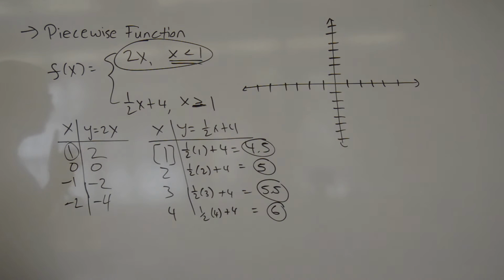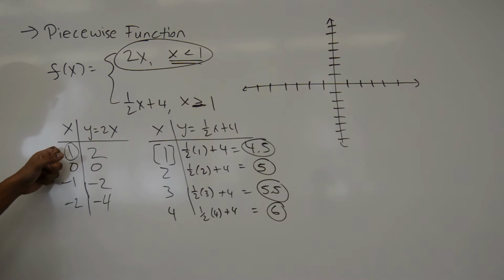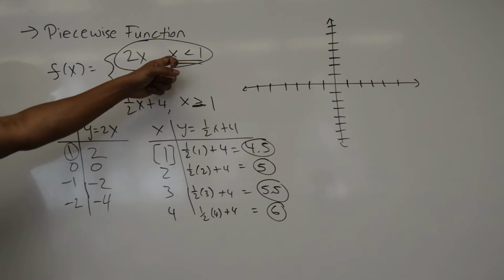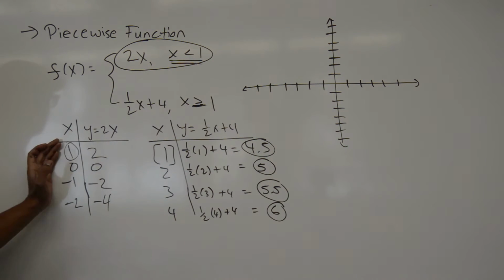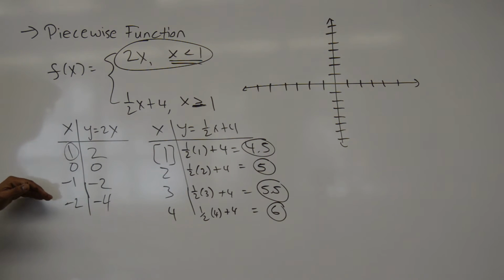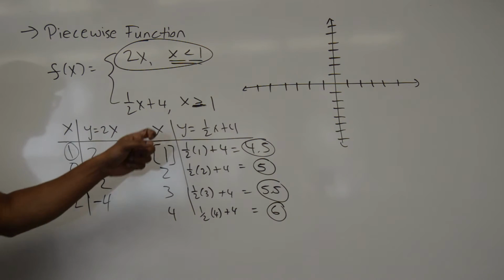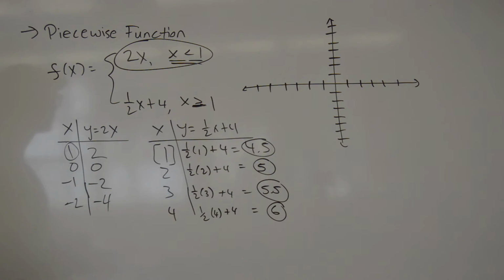So the key point to this is to make two tables, and when you make those two tables, make sure you always start with the boundary point, which is 1 and 1. In the first function, you pick values of x that are less than 1, because it's x less than 1. In the second one, you pick values greater than or equal to 1, so you pick values that are greater than 1. Okay, now let's graph both these functions.